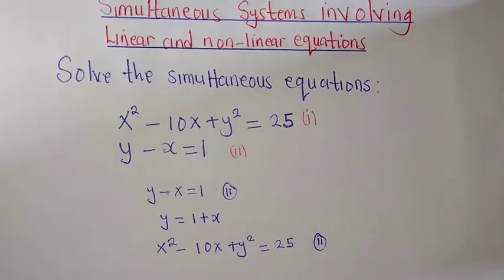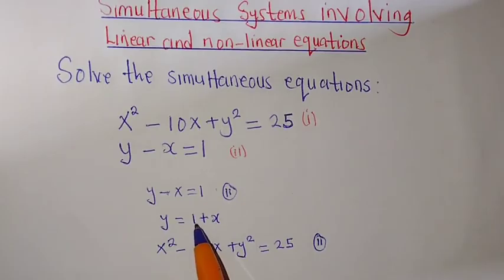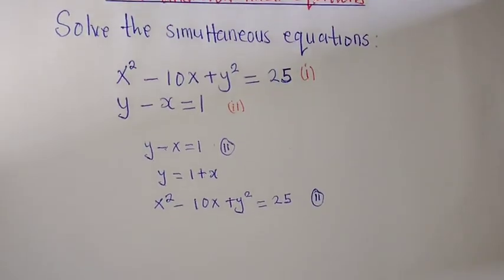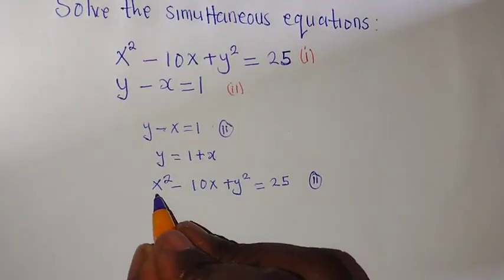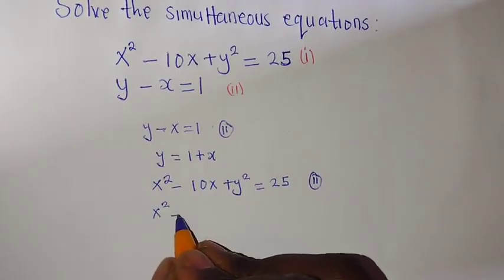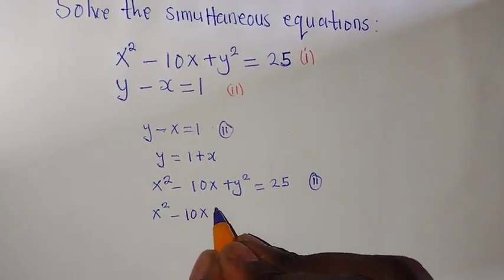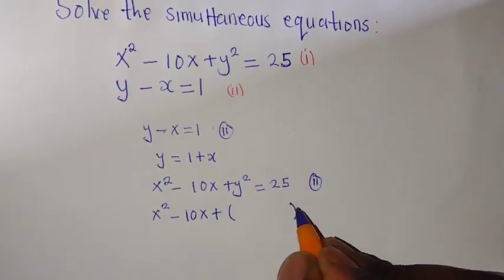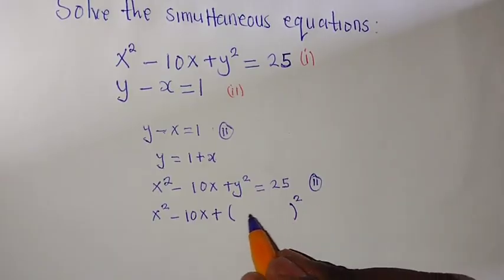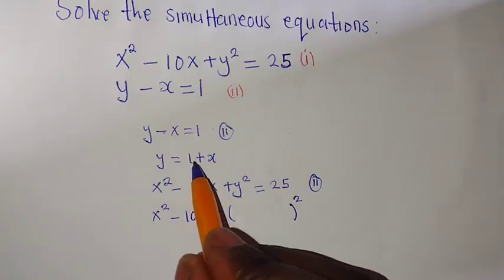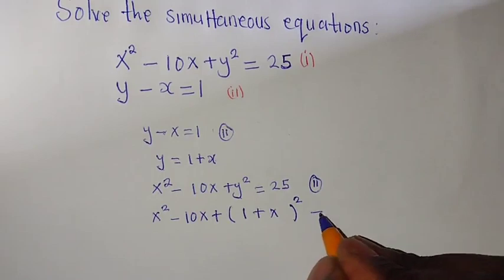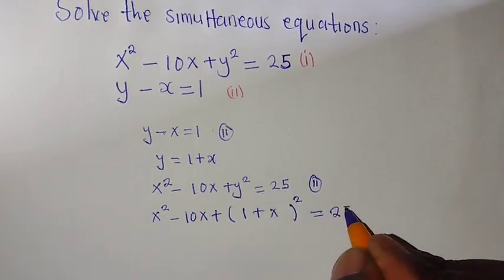Now, in equation 1, where you have y, you are going to substitute 1 plus x because we have made y the subject of the formula. So that's what you are going to do. Let's substitute. We write x squared minus 10x plus, where there is this y, because it's squared, we are going to put the value of y, which is 1 plus x. So we put 1 plus x in brackets, then is equal to 25.